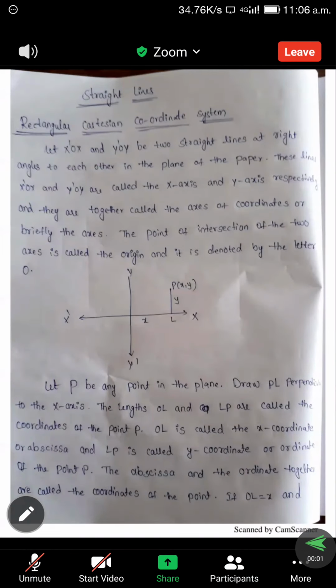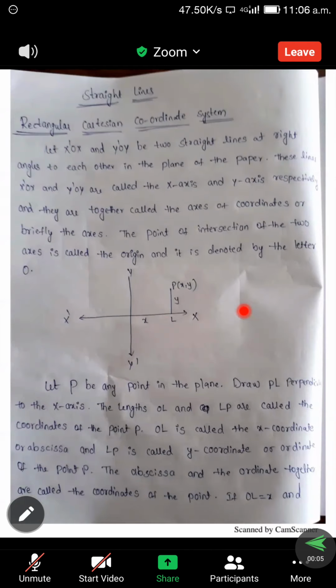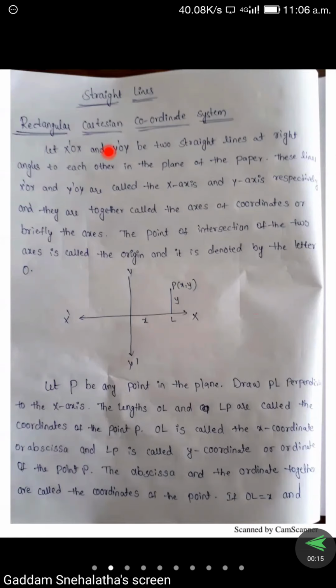We have the straight lines. In the straight lines, we have coordinate system. How do we have the coordinate system? First, shall we see that? So first here we have the rectangular coordinate system. Heading is rectangular coordinate system.